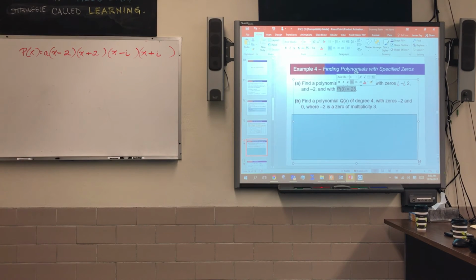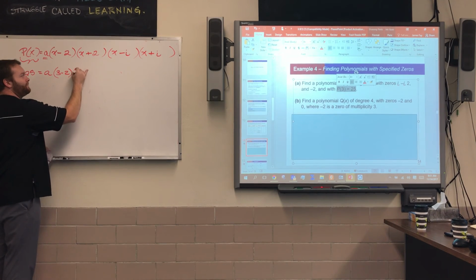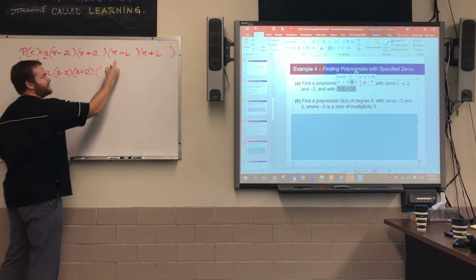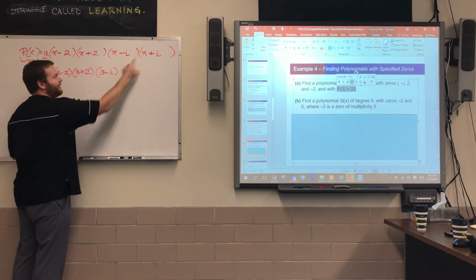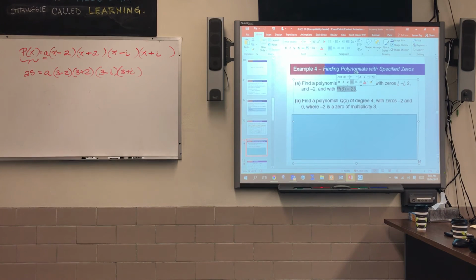Does that make sense? Okay. So that's information to plug in here to find that a. So they're saying p of x, when x is 3, is 25, right? Well, when x is 3, that makes this here 3 minus 2. That makes that 3 plus 2. This makes this 3 minus i, and it makes that 3 plus i, doesn't it?